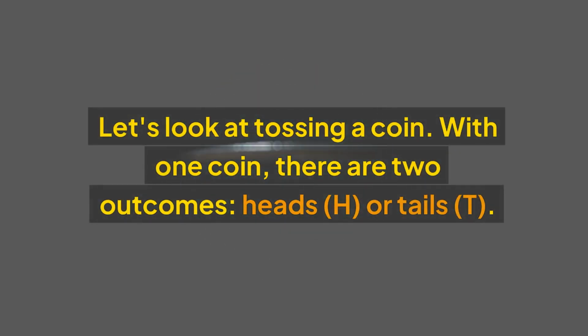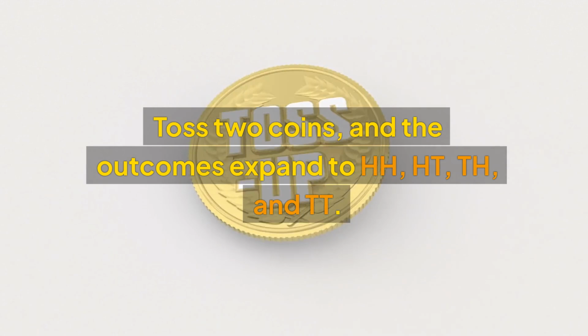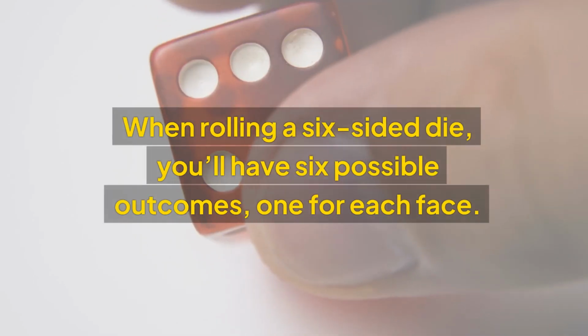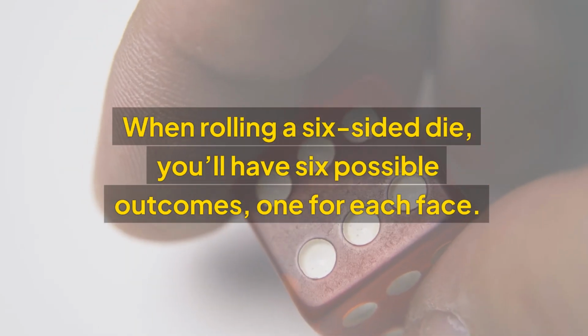Let's look at tossing a coin. With one coin, there are two outcomes, heads, H, or tails, T. Toss two coins, and the outcomes expand to HH, HT, TH, and TT. When rolling a six-sided die, you'll have 6 possible outcomes, one for each face.